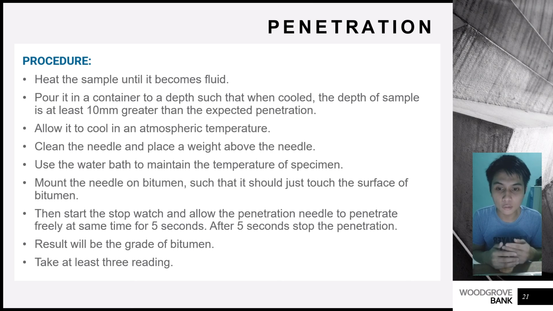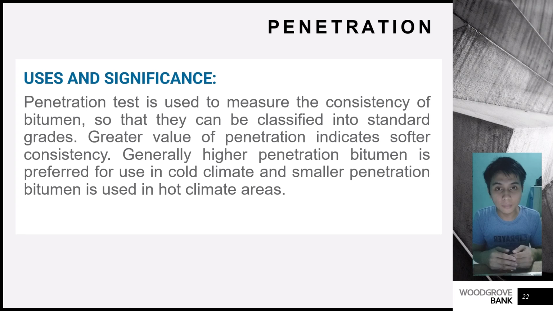After that, allow it to cool at atmospheric temperature, clean the needle, and place a weight above the needle. Use the water bath to maintain the temperature of the specimen. Mount the needle on the bitumen such that it just touches the surface. Then start the stopwatch and allow the needle to penetrate freely for 5 seconds. After 5 seconds, stop the penetration. The result will be the grade of bitumen. Take at least 3 readings.